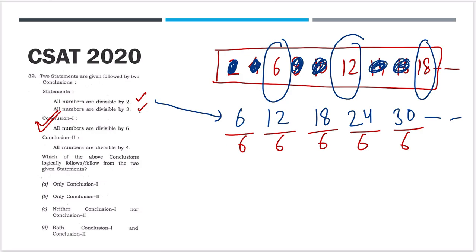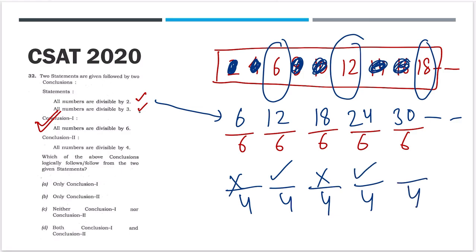Now, all numbers are divisible by 4. If you want to check by 4, is 6 divisible by 4? No. Is 12 divisible by 4? Yes. 18? No. 24? Yes. 30? No. I hope this is clear. So for the first statement we can 100% make a conclusion, but for the second statement it's not possible. So our answer is only conclusion 1.